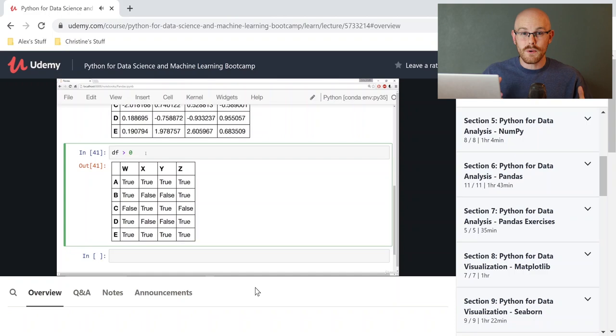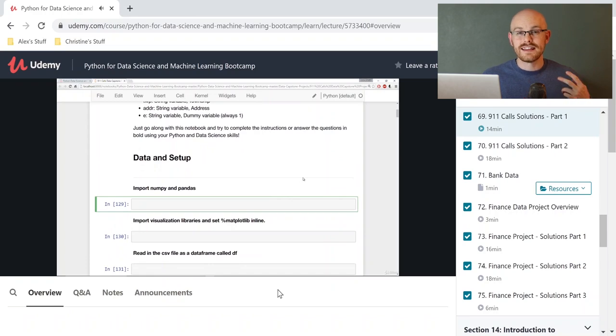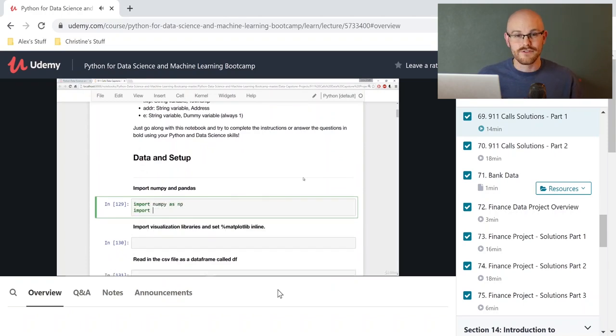And so honestly, this course is getting really specific and really deep in the exact things that you should be focusing on. That is one of the reasons why this course is so fantastic. Right after you learn all of those libraries, it takes you through 2 projects. The first one being a 911 calls project and a finance project.